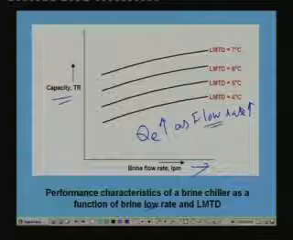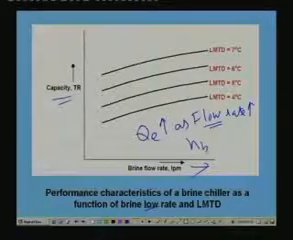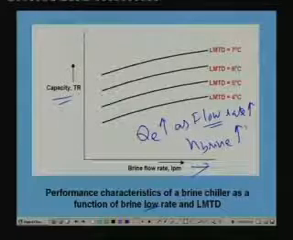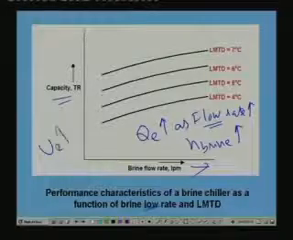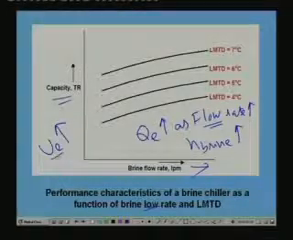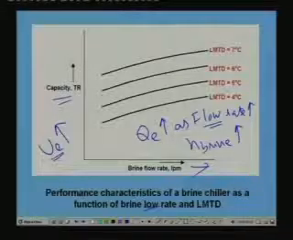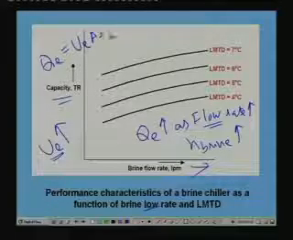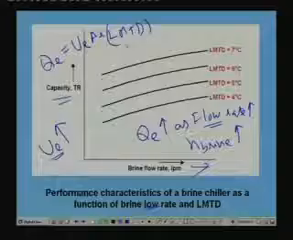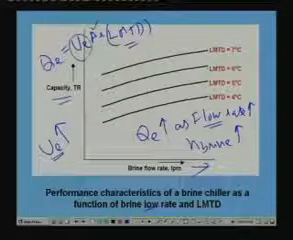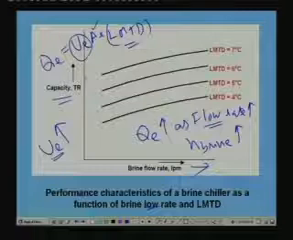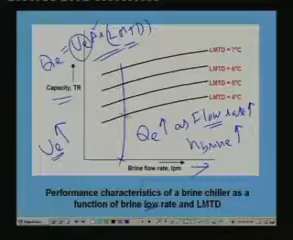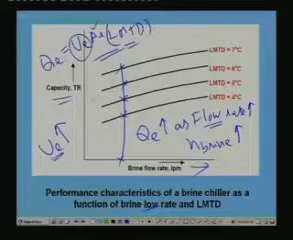Why does the capacity increase? Because as the flow rate increases, the heat transfer coefficient on the brine side increases. H brine increases as the flow rate increases. Once H brine increases, the overall heat transfer coefficient of the evaporator increases. Since you are keeping the LMTD constant, obviously your QE increases, because QE is equal to UE AE into LMTD for the brine chiller. LMTD is constant, AE is constant, UE is increasing, so obviously capacity increases. Similarly, using this equation, it can be very easily shown that at a given brine flow rate, as the LMTD increases, the capacity increases. So this is easy to understand.